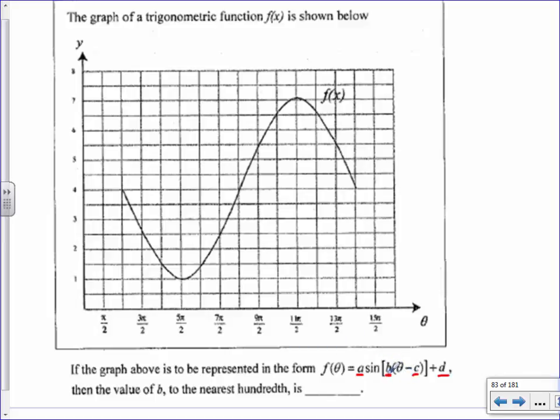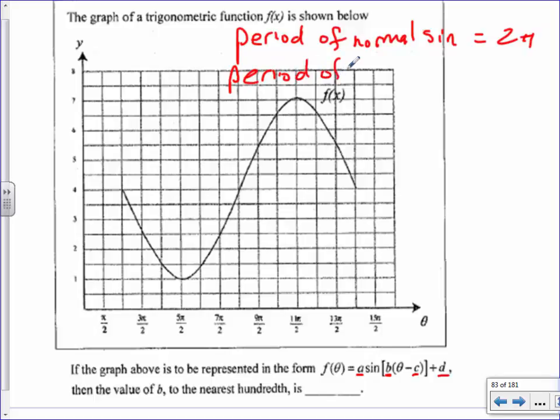B really affects the period of a graph. What is normally the period of a graph? For sine, it's 2 pi. I'm just going to write that out here. The period of a graph of normal sine would be 2 pi. Now my question is, what's the period of this graph?